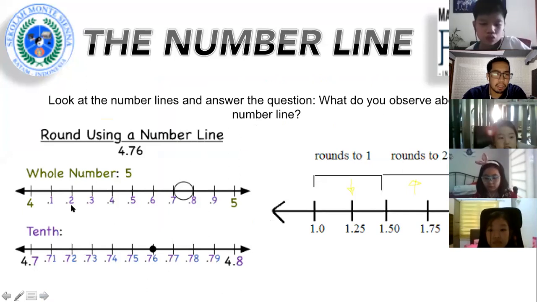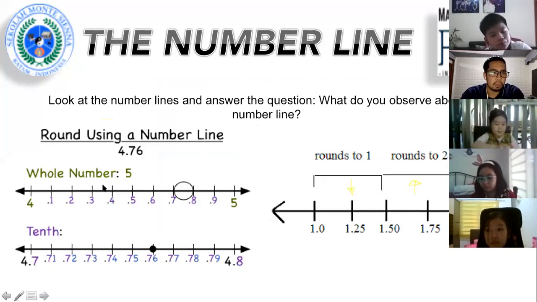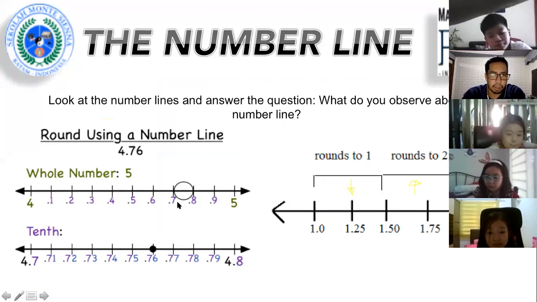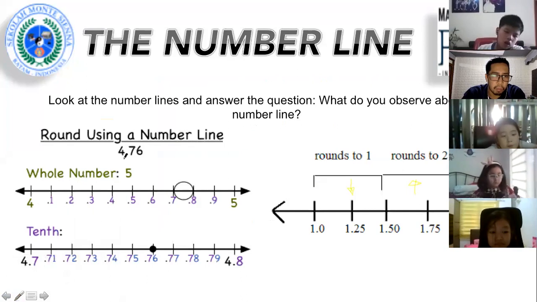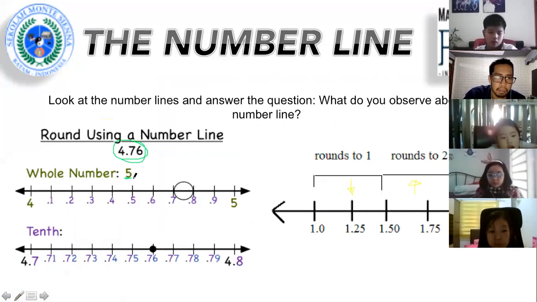Using a number line, as you can see here, we have a 4 and a 5. Suppose a whole number 4, and then we have a 5. How do we round off? Let's say, suppose we have a number here, 4.76. If we round off to the nearest whole number, 5, observe that the digit is 7. It means it is a number greater than 0.5. We rounded up.